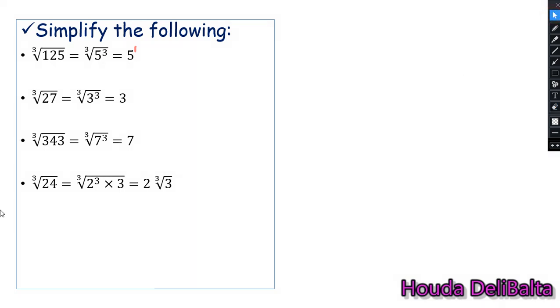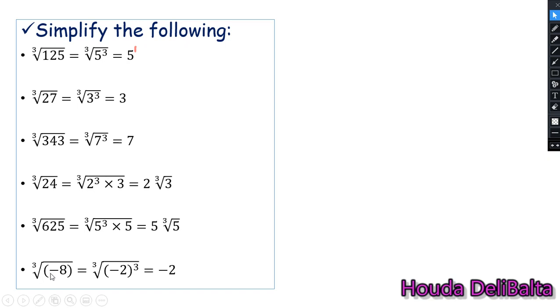Let's continue. This is another example. Cube root of 625 is equal to cube root of 5 cubed times 5. Again, 5 cubed is carried out as 5, and this 5 is kept inside the cubic root. And here cube root of minus 8 is a cube root of minus 2 cubed. I change minus 8 into minus 2 cubed, then I will get definitely minus 2.